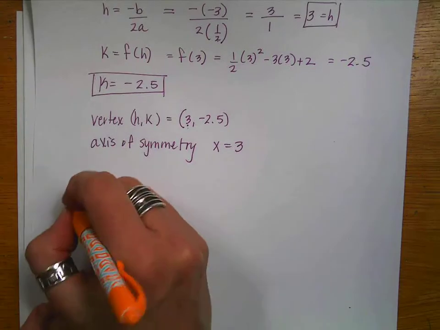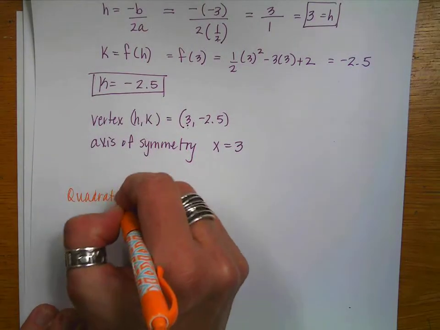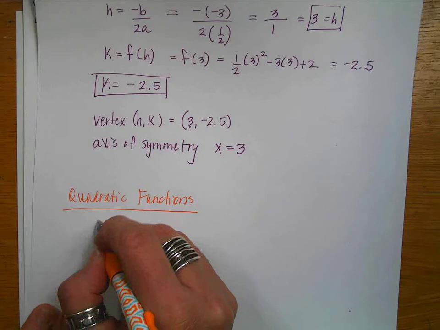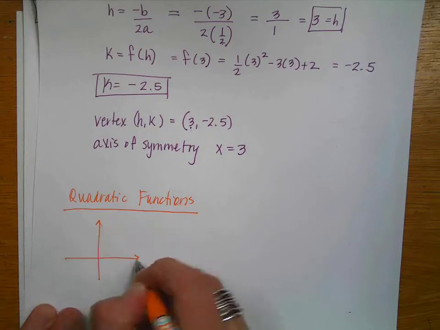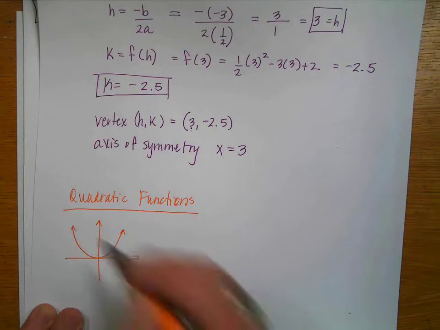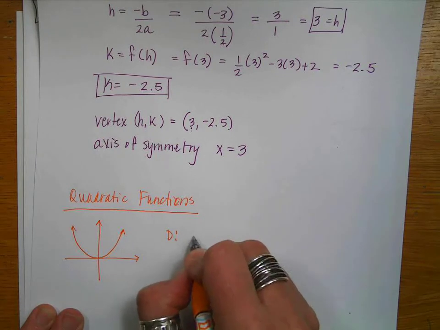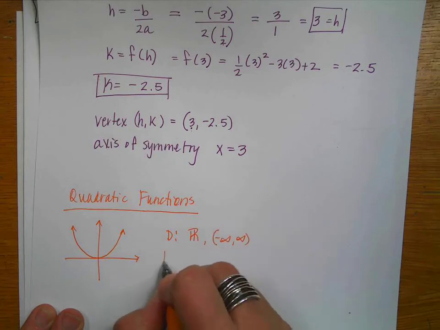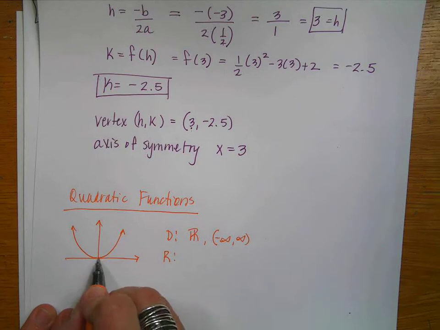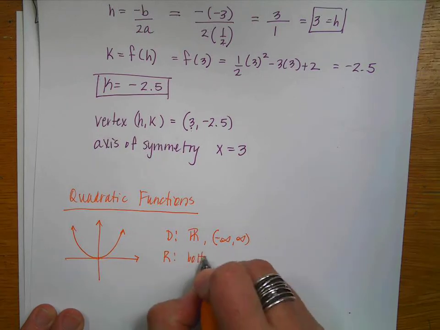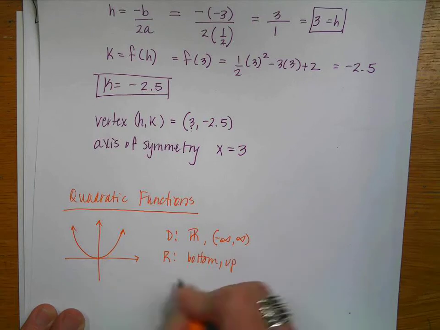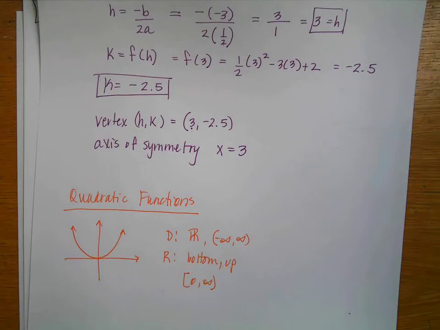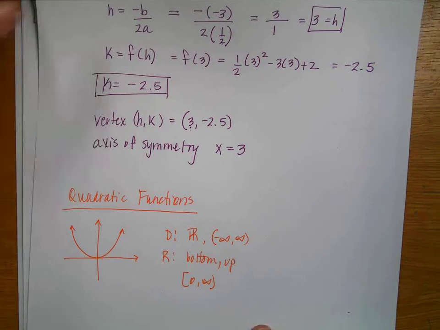So before we go on to the next example, I just want to talk about quadratic functions in general. Okay, so we've deduced that they are a parabola. So if I had a parabola that looks like this, I know that the domain of the function is going to be all real numbers, or negative infinity to positive infinity. The range on this particular parabola, remember range is read from the bottom up, starts at 0, so the range on this one is going to be 0 to positive infinity.